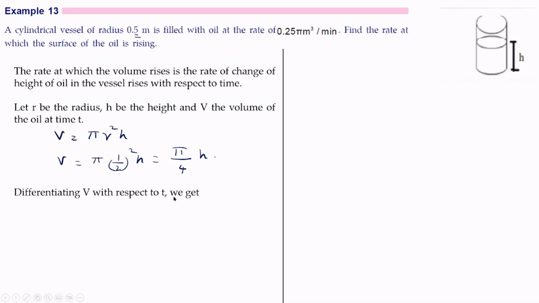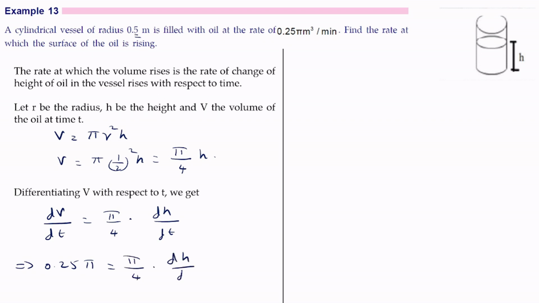Now let us differentiate V with respect to t. dV by dt is equal to pi by 4 into dh by dt. But we already have this dV by dt. It is 0.25 pi meter cube per minute. This implies 0.25 pi is equal to pi by 4 into dh by dt. So from this we get 1 equal to dh by dt, or dh by dt equal to 1 meter per minute. So this is the rate at which the surface of the oil is rising.